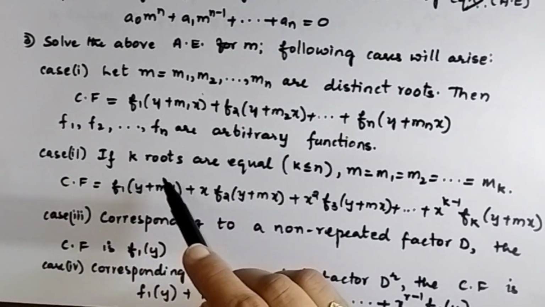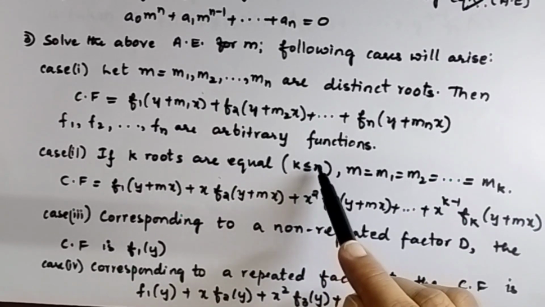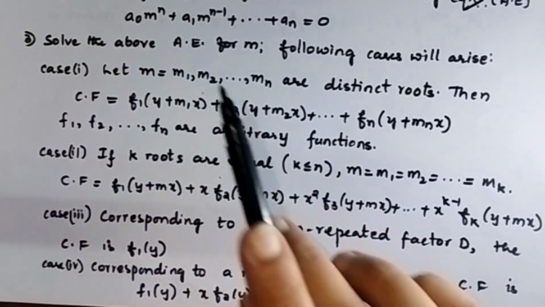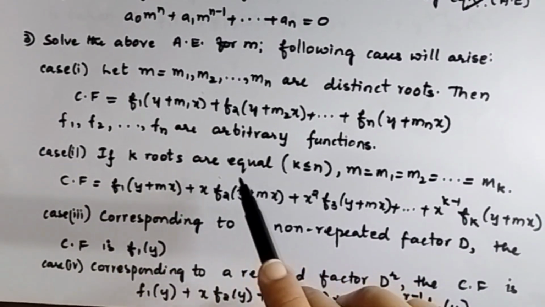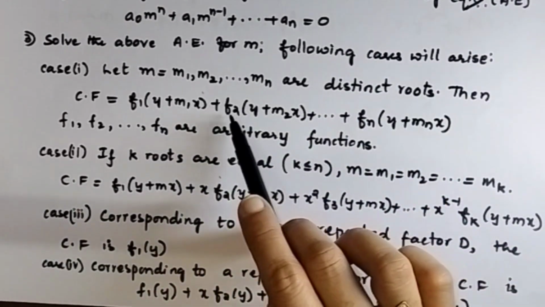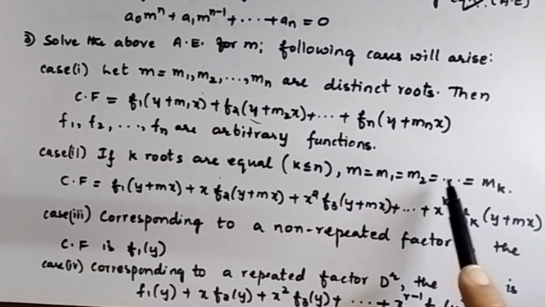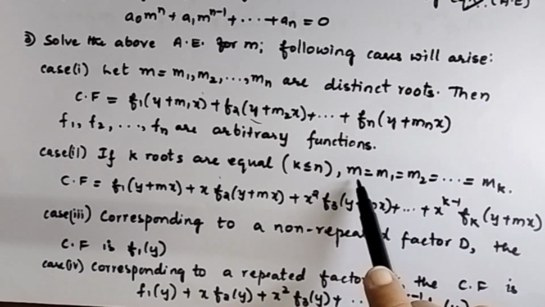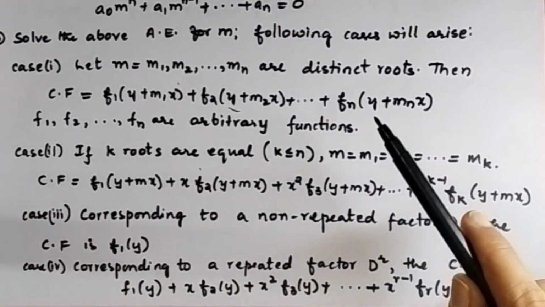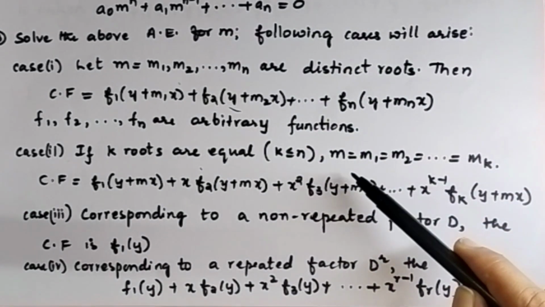Second case is if k roots are equal, where k is less than or equal to n. If there are n roots, because it is nth degree polynomial, there are k roots which are equal, other roots may not be equal. They are distinct. In that case, this is to be followed. But for those k roots, that is m1, m2, so on to mk, if they are equal to m, same, then complementary function is chosen like this. These are the first two important cases, distinct roots and repeated roots.